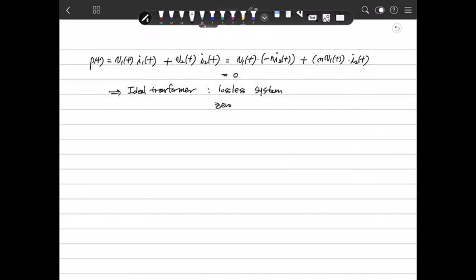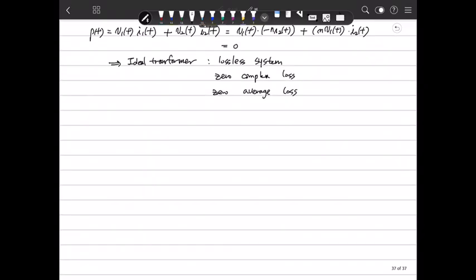Zero complex loss, zero average loss, and zero reactive loss. But this is the case where the transformer is ideal. Ideal coupled inductor means the coupling coefficient is 1, then there is no loss.